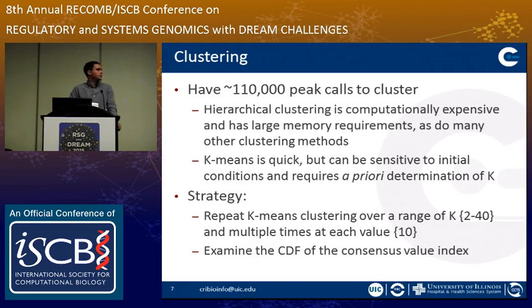So I turned to k-means in this case, which is a nice lightweight algorithm, but as we all know, k-means is sensitive to your choice of initial conditions, and you have to choose how many clusters there are, which is kind of the point. If you want to know how many clusters there are, it doesn't help to have to choose a priori. So the strategy was to repeat k-means over a variety of values of k, and then to run it multiple times at each choice. And then over your multiple runs, we can compute this cumulative density function of a consensus value index to demonstrate what the right value of k is.